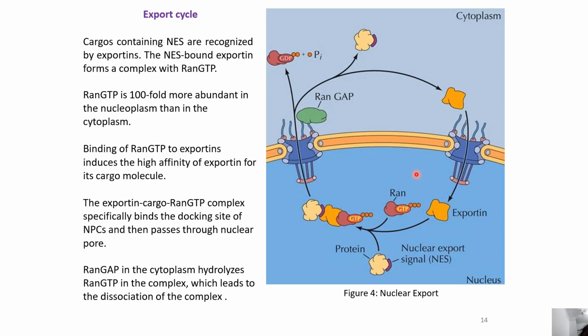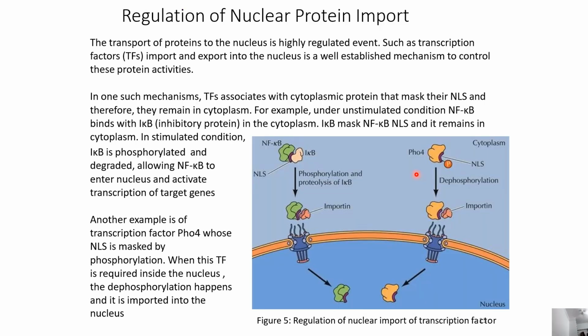RAN-GAP in the cytoplasm hydrolyzes RAN-GTP, which leads to the destruction of the complex. The transport of proteins to the nucleus is a highly regulated event, such as transcription factor import and export. Import into the nucleus is a well-established mechanism to control these protein factors. In many cases, transcription factors are associated with cytoplasmic proteins that mask their NLS and therefore remain in the cytoplasm.